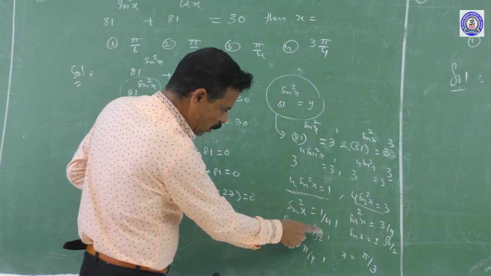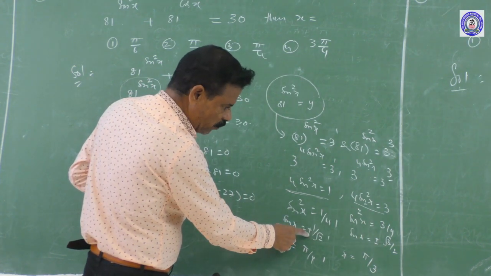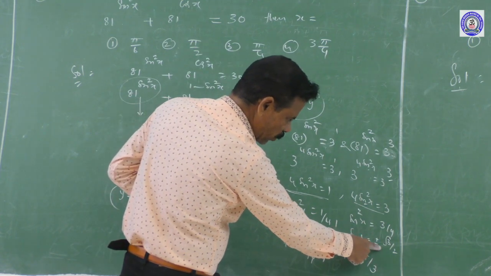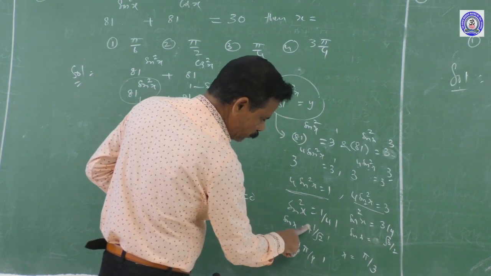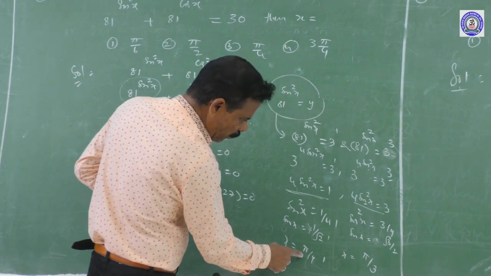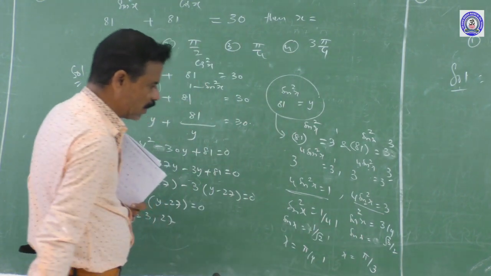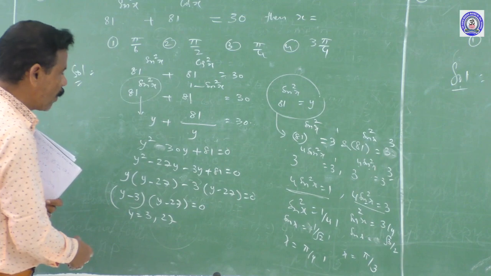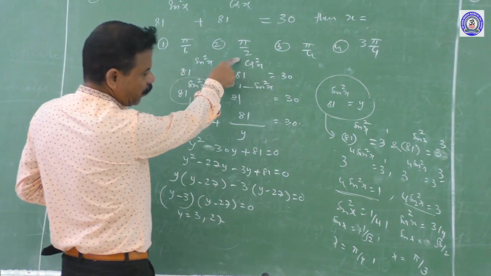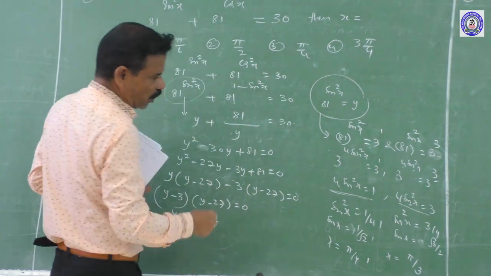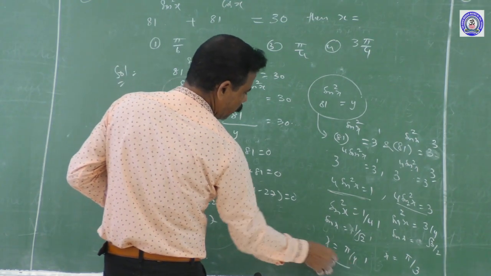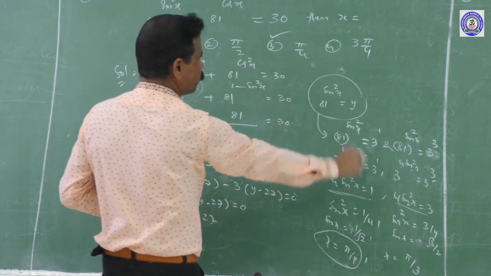Here sin x is equal to plus or minus 1 by root 2. Consider 1 by root 2. Here plus or minus root 3 by 2. Consider root 3 by 2. So x is equal to this is 5 by 4, x is equal to this is 5 by 3 coming. So from the options given, 5 by 6, 5 by 2, 5 by 4, 5 by 3, 5 by 4. But here the suitable answer is only 5 by 4.